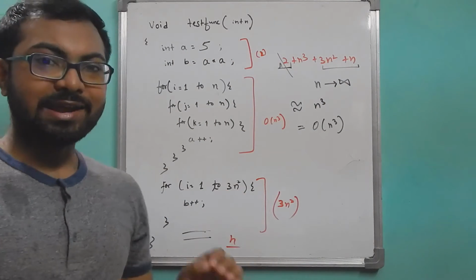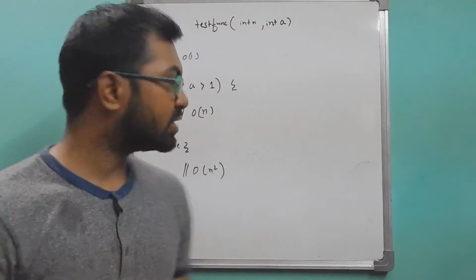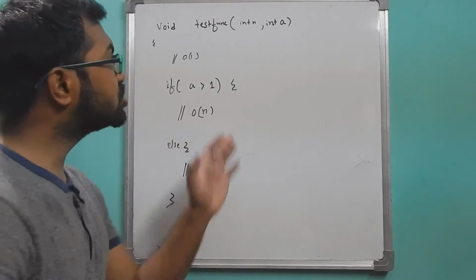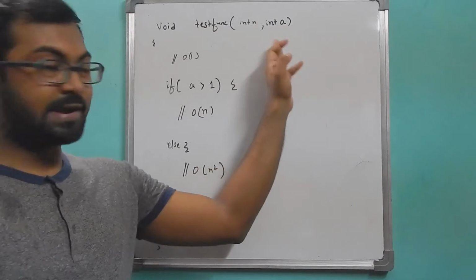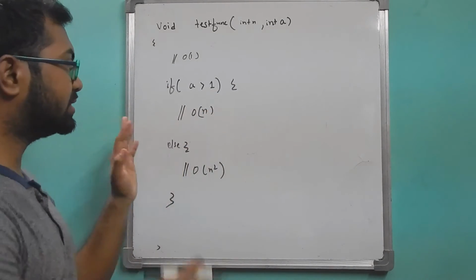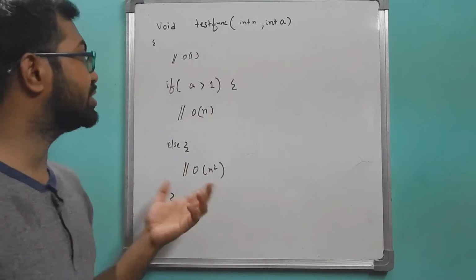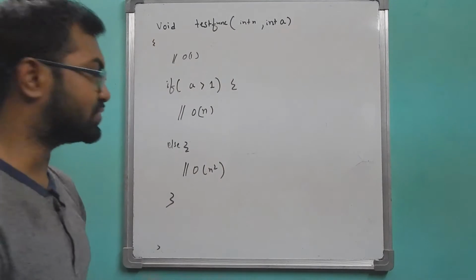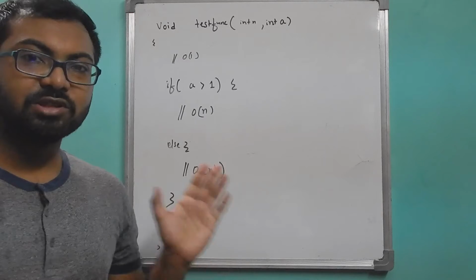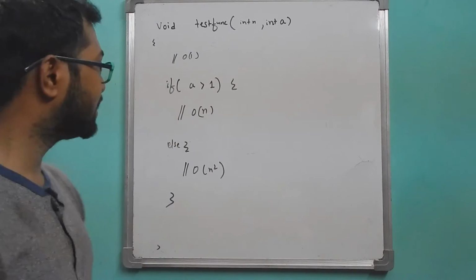Now let's take another simple example before moving forward to a more complex program. This one here is a conditional statement. The function has input n and a, and there is a condition. If a is greater than 1, there is an algorithm which takes O of n time, else the algorithm takes O of n square, and there are some constant terms as well. So what is the time complexity for this one? Take a while and try to come up with it.